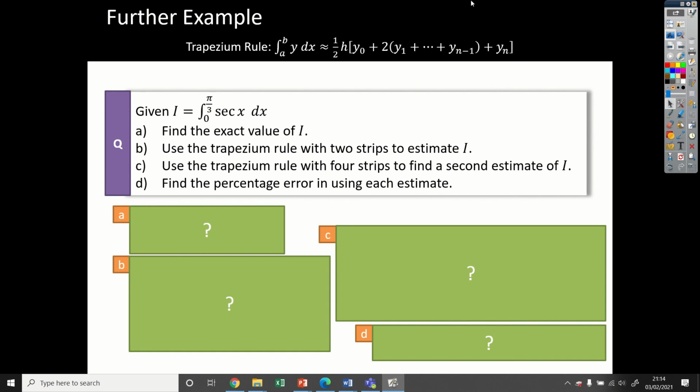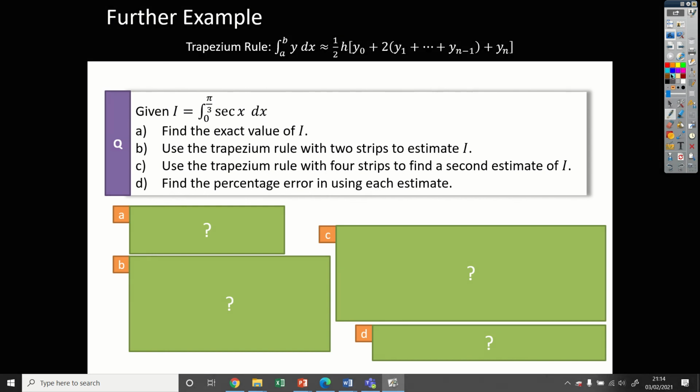Okay, right, we've got the trapezium rule written at the top here. We're integrating I, which is sec of x dx, between 0 and pi over 3. Right, the exact value of I then is given by actually integrating this function properly. And thankfully, the antiderivative of sec is given in the book. This is going to be the natural log of the absolute value of sec x plus tan of x. Okay, you can derive this using a U substitution, but it is given in the formula book.